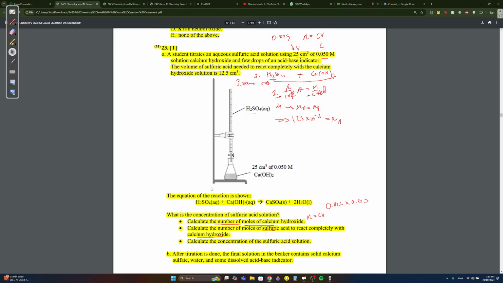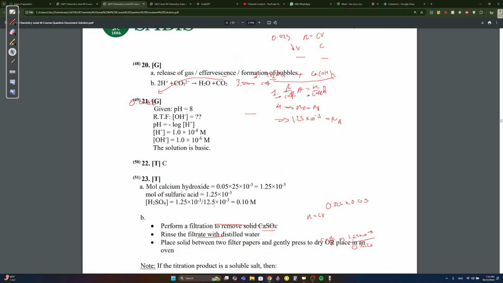Yes. Calculate the concentration of the sulfuric acid solution. Concentration is equal to n over v. The moles is 1.25 times 10 to the minus 3, and the volume of the sulfuric acid solution is 12.5 centimeter cube. We have to make it into dm cube or liter. Divide by 1000, so it's going to be 0.0125. Divide by 0.0125, and when you divide, you should get 0.1.